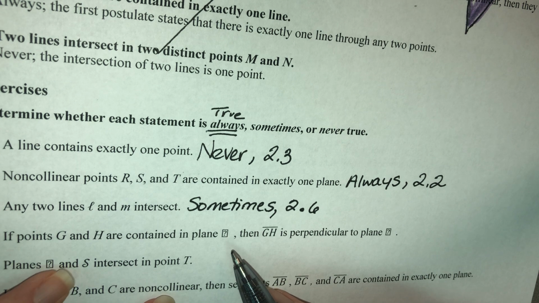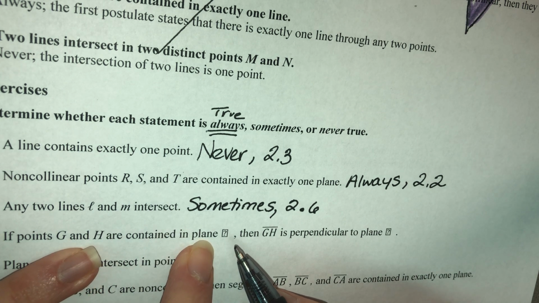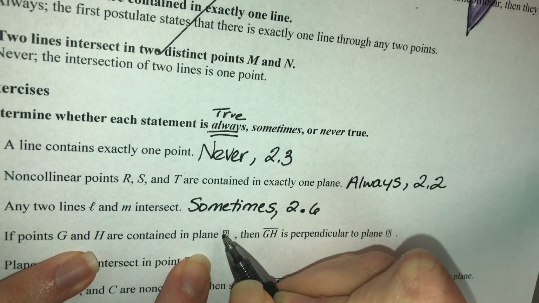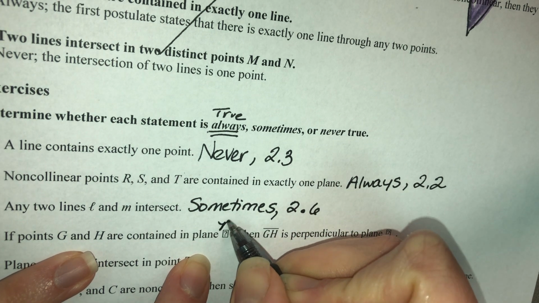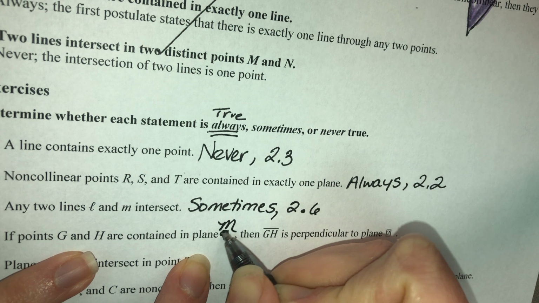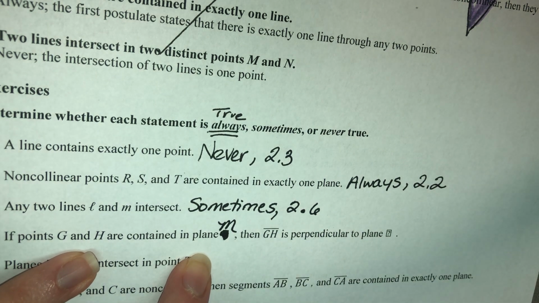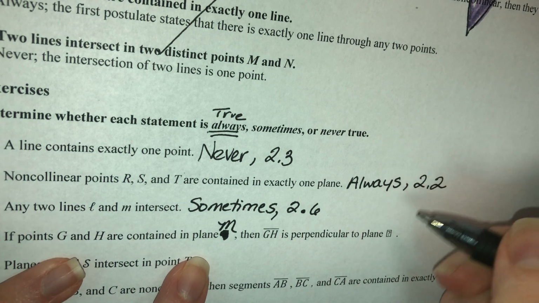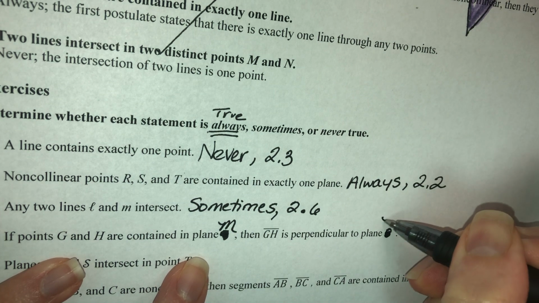All right, this next one has an error in it. It says if points G and H are contained in plane, there's a little rectangle with a question mark there. That was supposed to be a capital cursive M, but for some reason the computer doesn't like the font that we used. So if points G and H are contained in plane M, then segment GH is perpendicular to plane M.